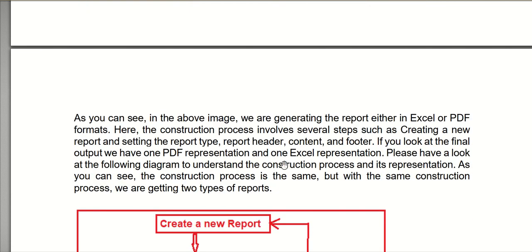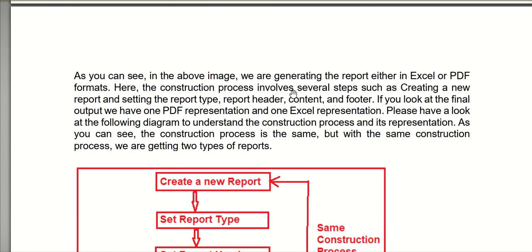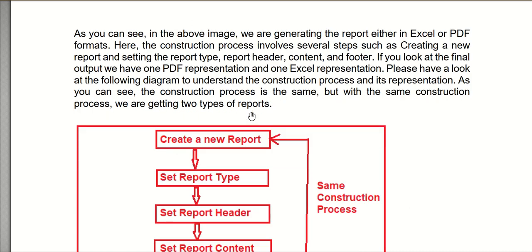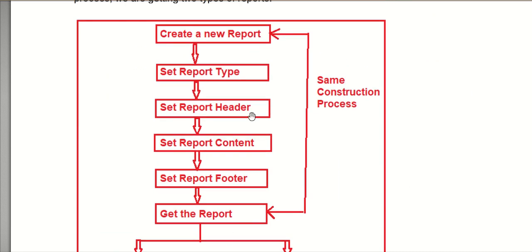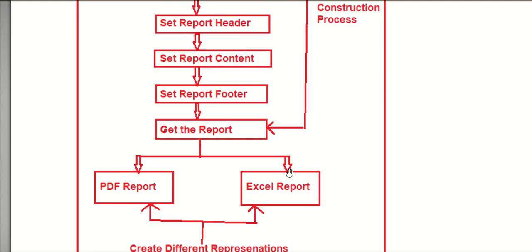As you can see in the above image, we are generating the report either in Excel or PDF format. Here, the construction process involves several steps such as creating a new report, as I already explained, then setting the type, header, content, footer. If you look at the final output, we have one PDF representation and one Excel representation. The construction process is the same. The only thing is we end up creating two types of reports, or two representations basically. So this diagram tells you the same construction process but two representations, PDF as well as Excel.